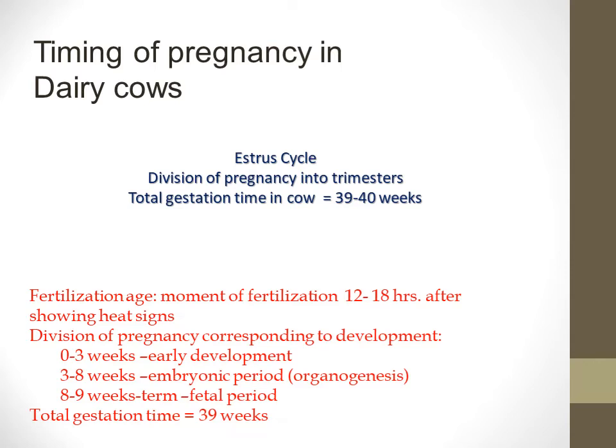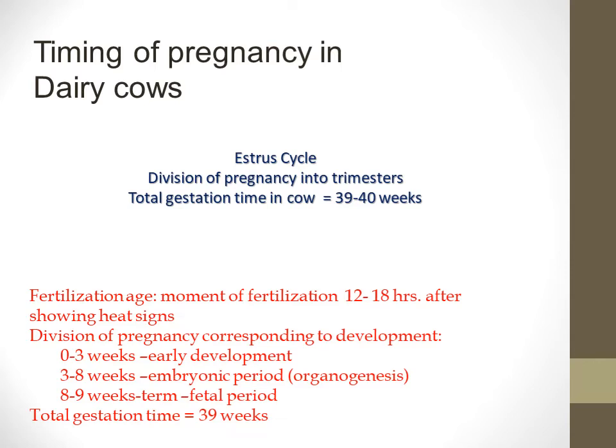The fertilization age is at the moment 12 to 18 hours after showing the signs. So what we usually teach the farmers is to service the cow or call the artificial inseminator just over the 12 to 18 hours, as the sperms also need a necessary period for capacitation.